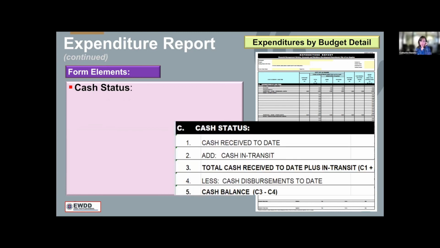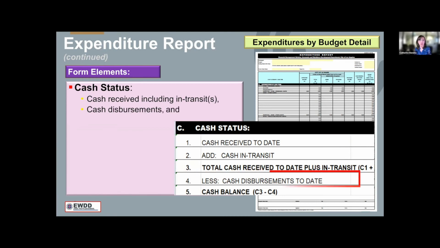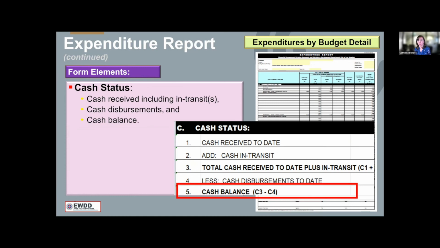The cash status is where we're asking you to separate what you've received to date, including in transits, less what you have actually disbursed. Why are we asking for this? Because we don't want to see a big balance here. Remember that regulation where you ask for money and minimize the time elapsing between the time that you got the money and your disbursement? If we see month to month that you have hundreds of thousands of cash balance here, it might be an indication that you have a cash management issue. So that's why that's there.